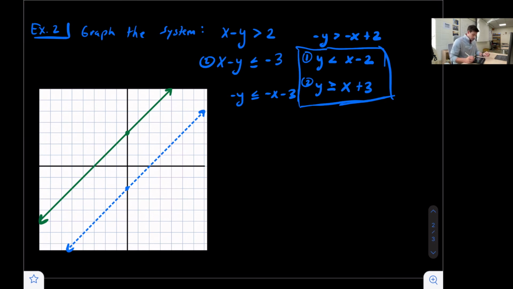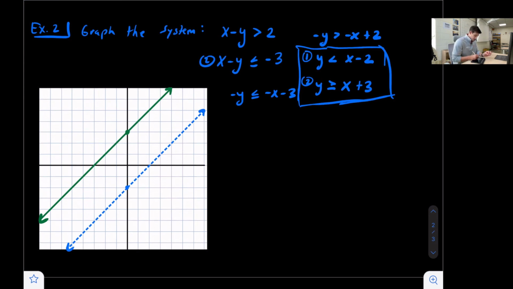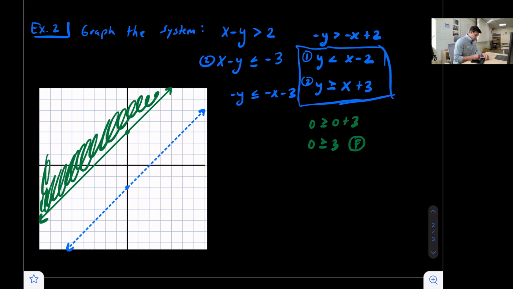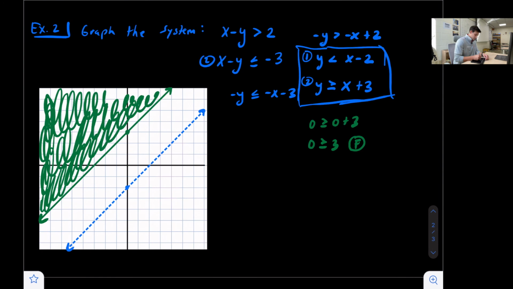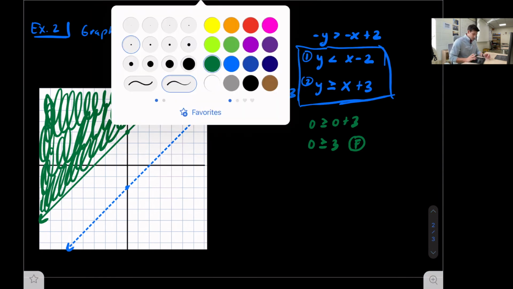Now let's shade with the green line first, okay? So that's our second equation. So we can use the origin for the test point for both of these inequalities. So for the second inequality, we're going to say 0 is greater than 0 plus 3. So 0 is greater than 3. That is false, right? So we're not going to shade on that side because that's where the test point was located. We are going to shade on the other side of the line. Okay, so this whole region of the coordinate plane up here to like the top left. Okay?